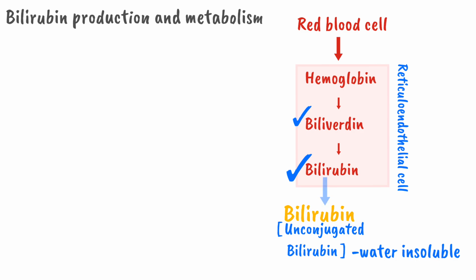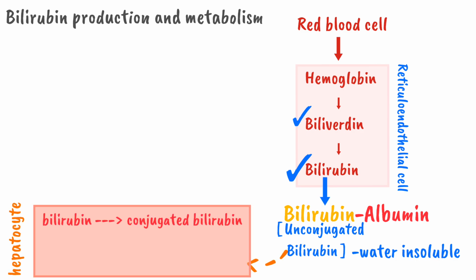So to circulate in blood, it is bound to albumin. This bilirubin, called non-conjugated bilirubin, will bind to albumin and will circulate in the bloodstream. During circulation, it will be taken up by the hepatocyte and will undergo metabolism in the liver. What kind of metabolism does it undergo in the liver? In the liver, this bilirubin will undergo glucuronidation.